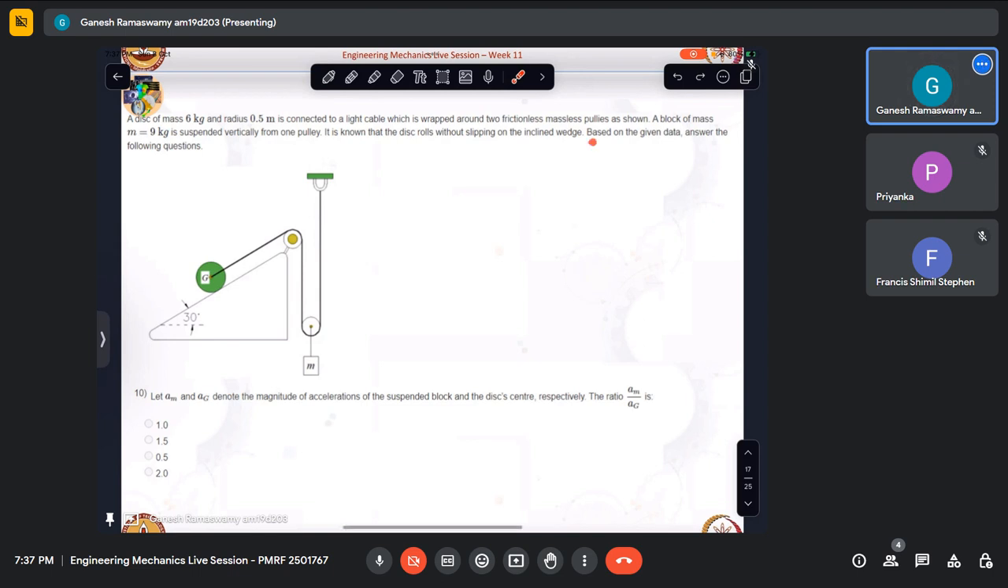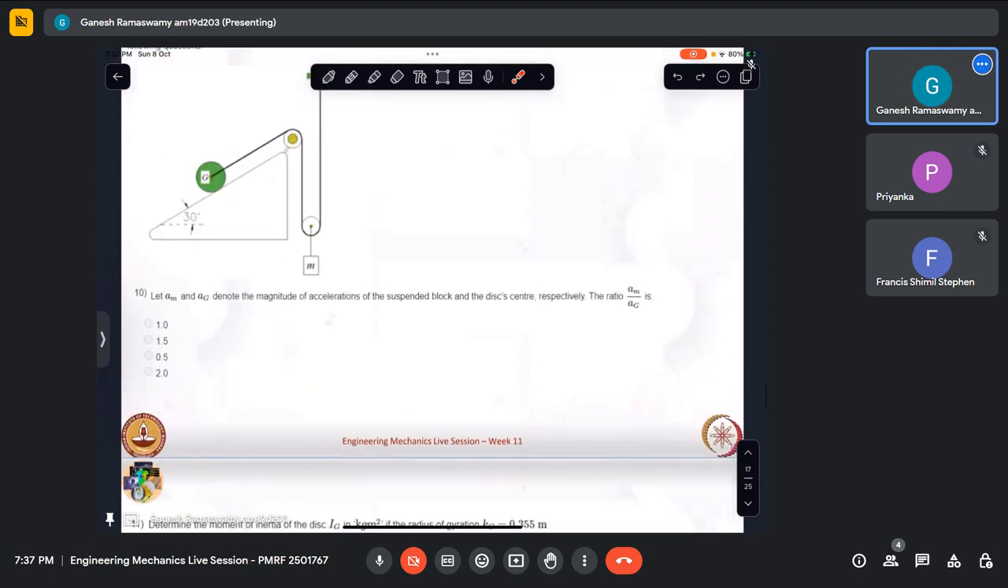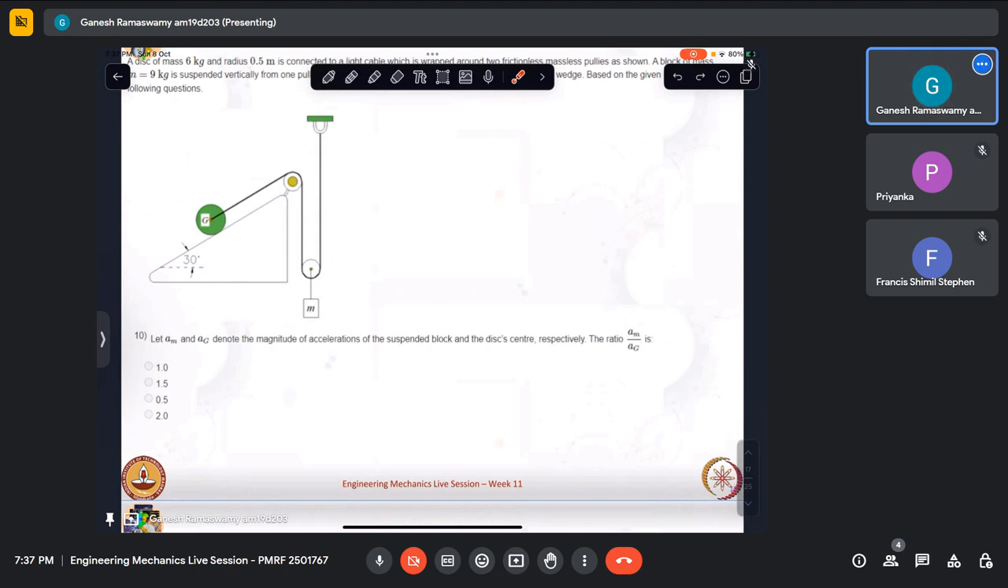Based on the given data, answer the following questions. Let AM and AG denote the magnitude of accelerations of the suspended block and the disk's center, respectively. The ratio of these two is what is asked. So let us see it like this. Let me make a copy of this.